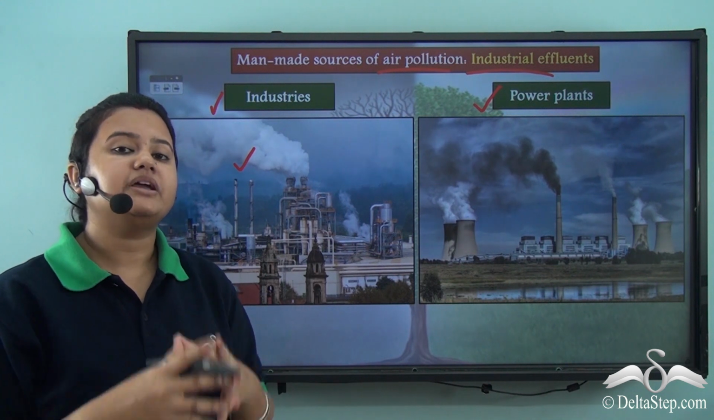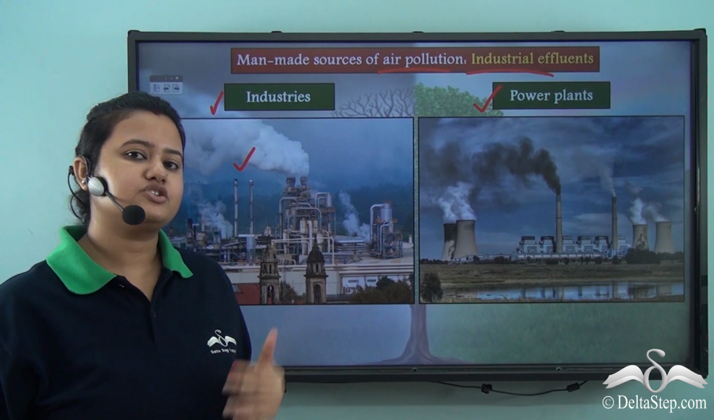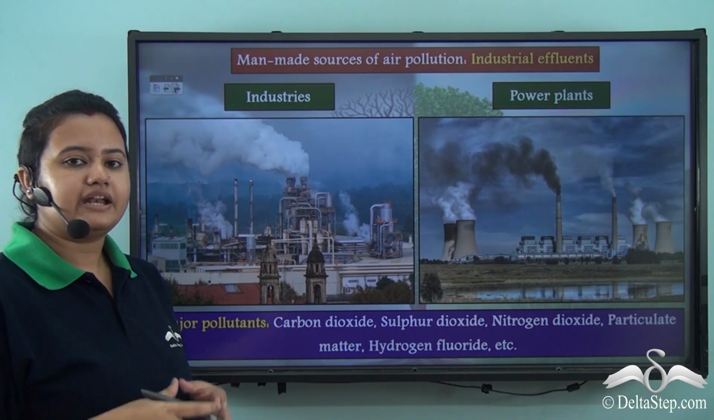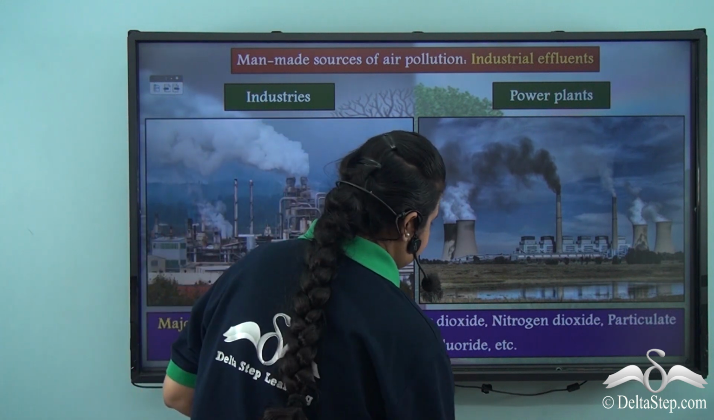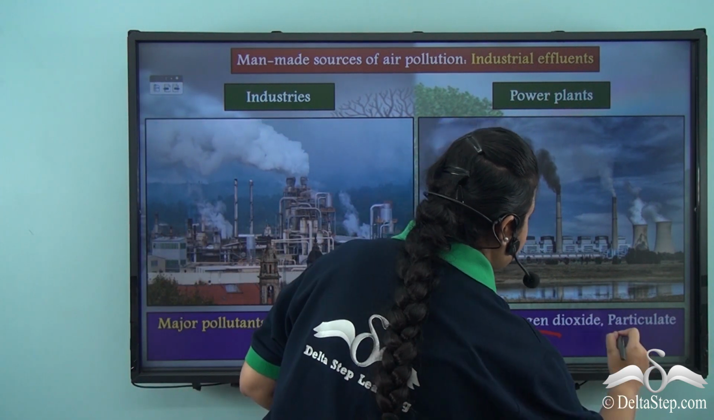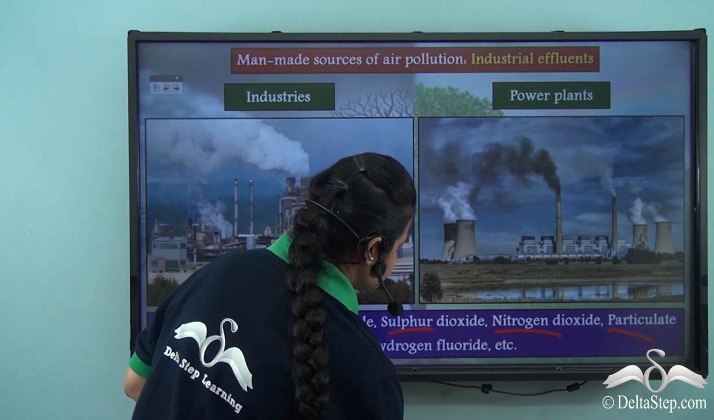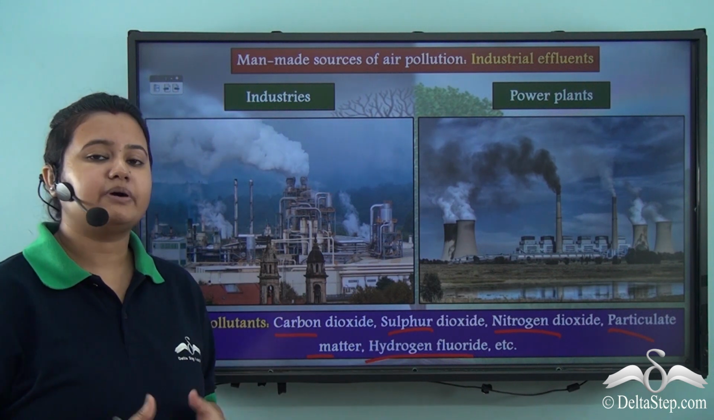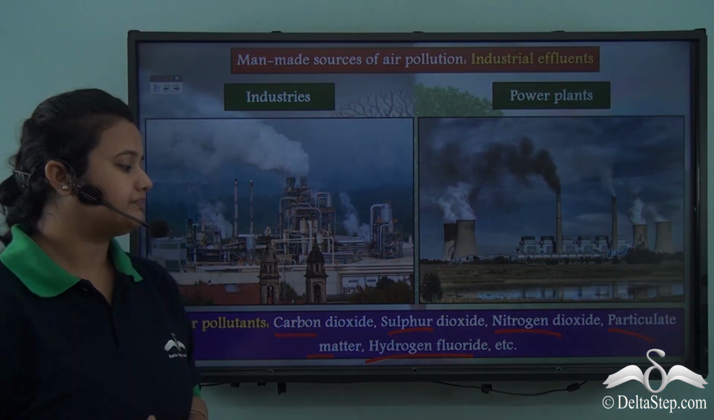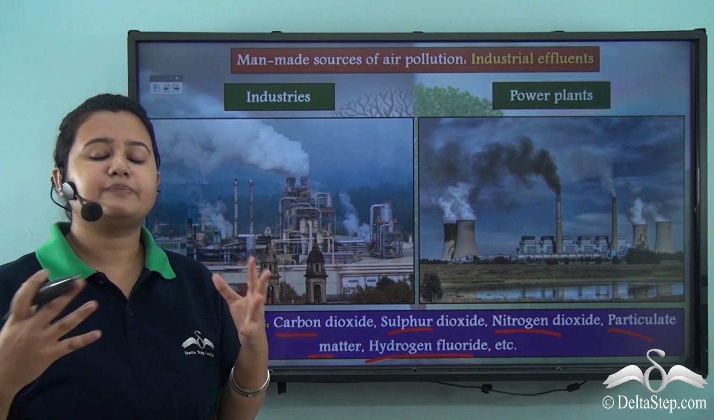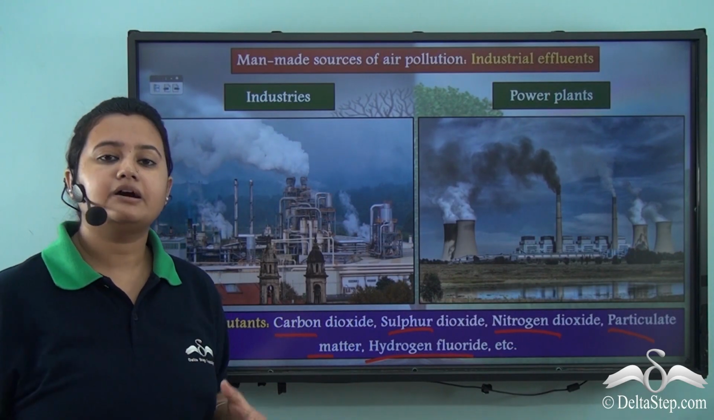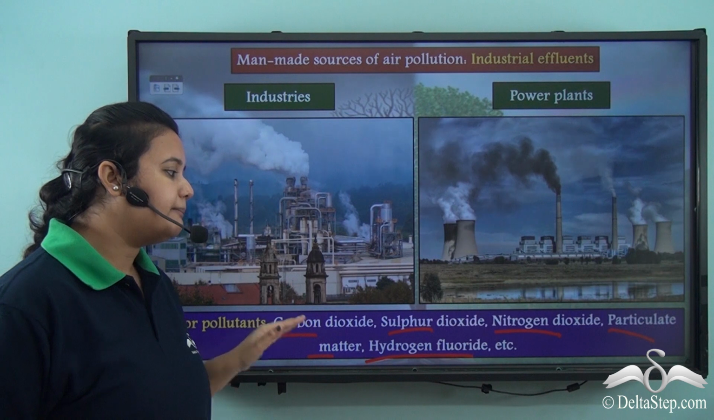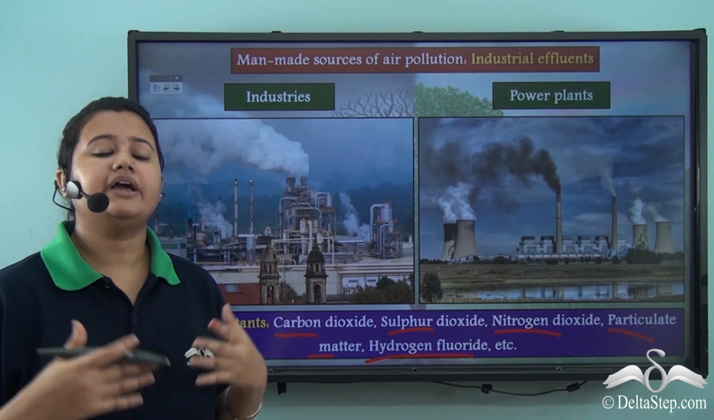Now, what are the major pollutants released by the industries? The major pollutants released by industries are carbon dioxide, sulfur dioxide, nitrogen dioxide, particulate matter, hydrogen fluoride, etc. So, these are the toxic gases that are released by industries and power plants. Now, particulate matter is a special type of air pollutant that comprises dust particles and acid droplets. So, these are the major air pollutants that are released by industries.